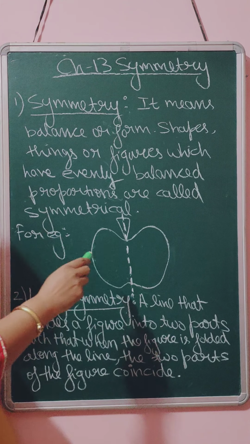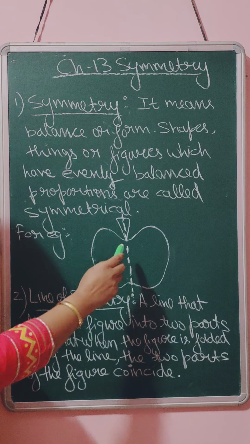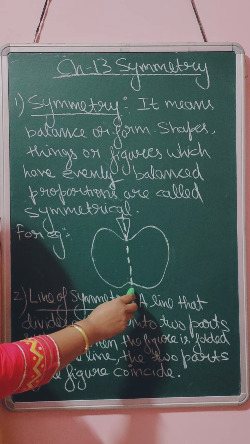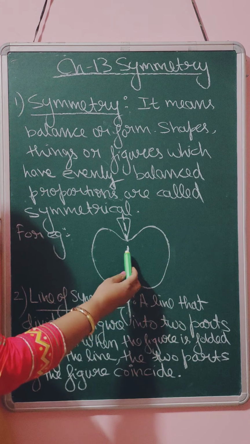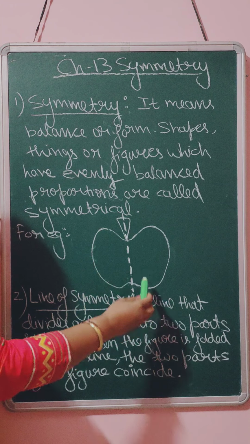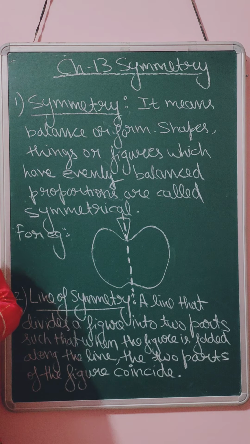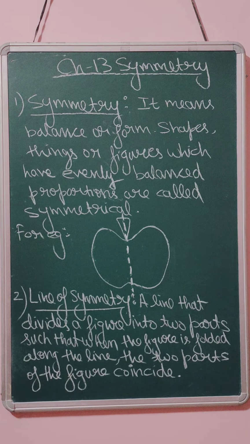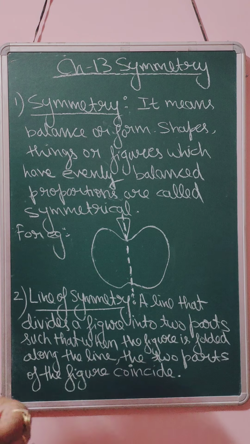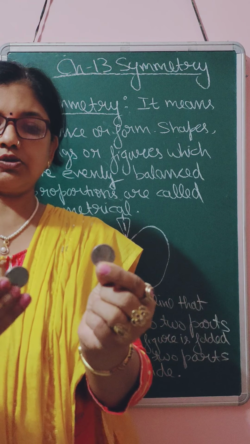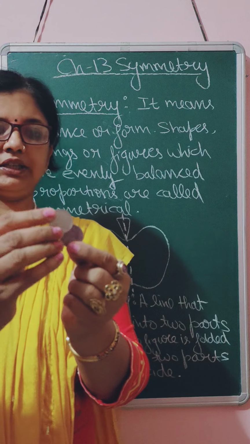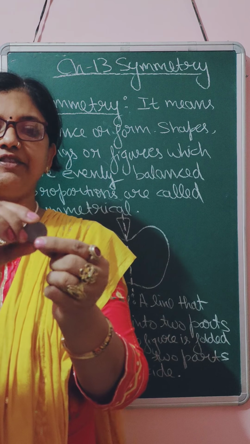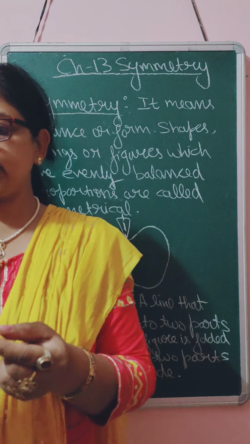What are symmetrical figures? Let us take a shape, an apple, and this is called the line of symmetry. Symmetrical means the left portion and the right portion of this object are the same. We have so many examples. Like I have these coins. This is a 2 rupees coin, and this is also a 2 rupees coin. If I keep one coin on the other, they coincide with each other, having the same shape and size.